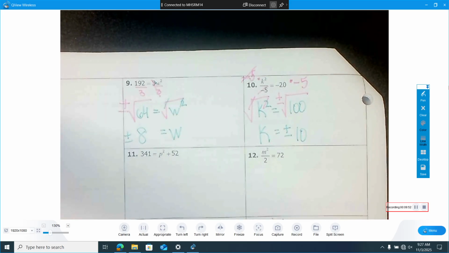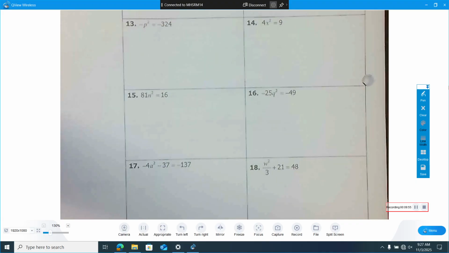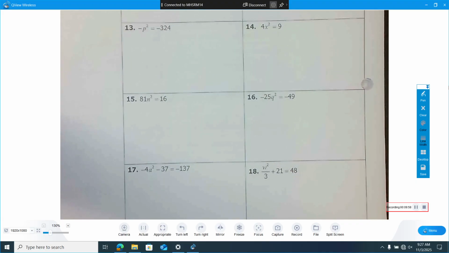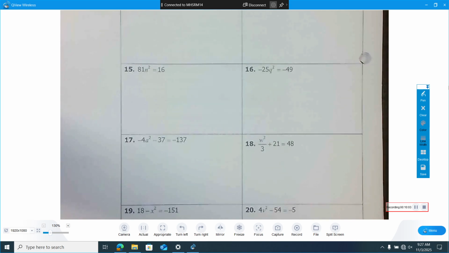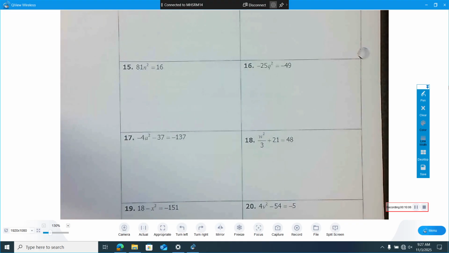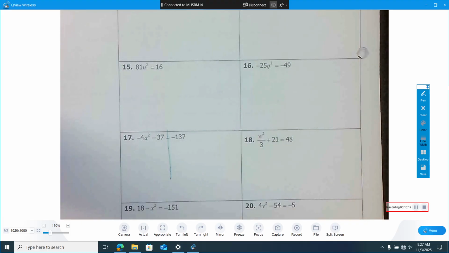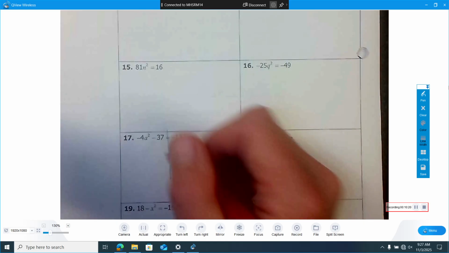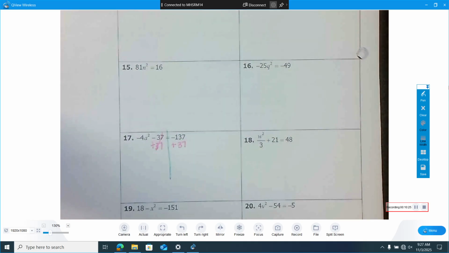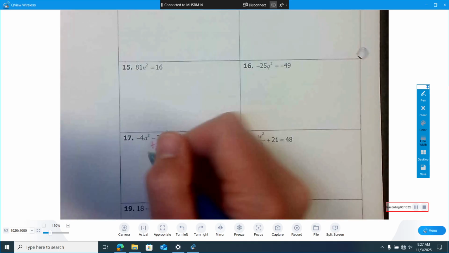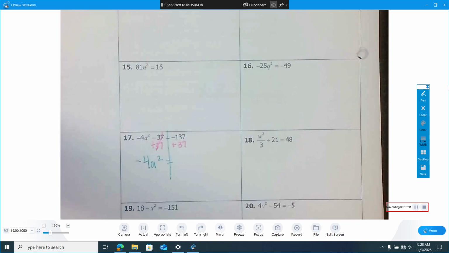All right, let's go down to the harder ones like 17, 18, 19, and 20. And then I have 2 really hard ones for you. Well, they're not really hard. They're actually pretty easy. All right, number 17. I'm going to draw a little wall here. We want to get that a squared all alone. What do we need to get rid of first? Yeah, that minus 37. How are we going to get rid of that? Add 37 on both sides. Good. Negative and positive 37 make a 0. And I'm left with negative 4a squared equals?